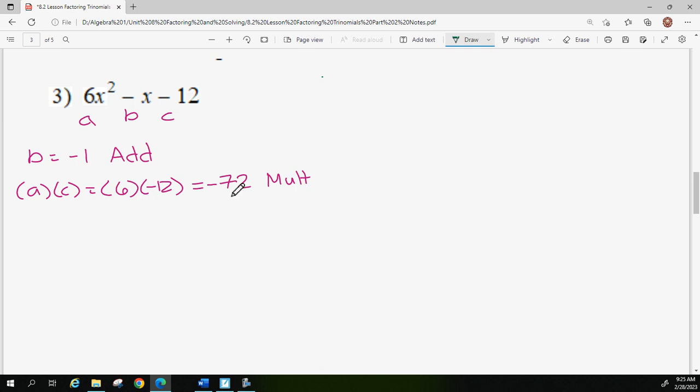So lots of numbers multiply to be negative 72. The two numbers we need are negative 9 and positive 8. Negative 9 plus 8 gives us negative 1, so those are our two numbers. We are going to rewrite. That's the new thing today, is that we're rewriting our original expression.